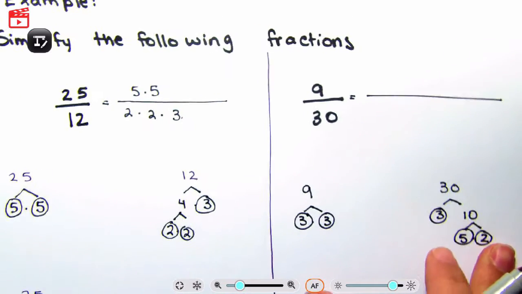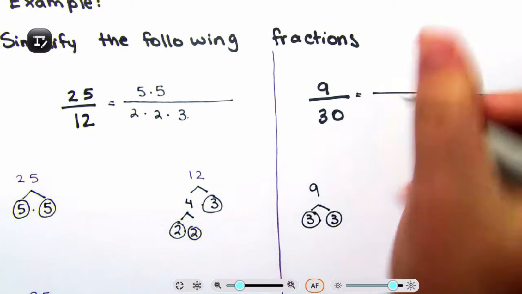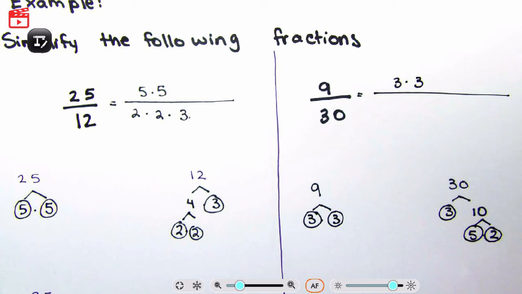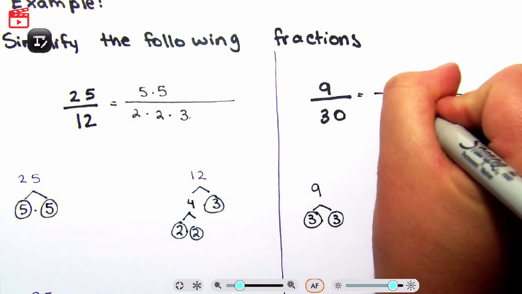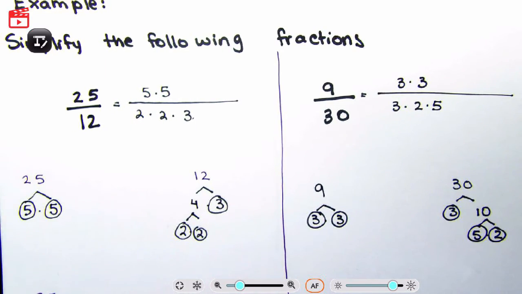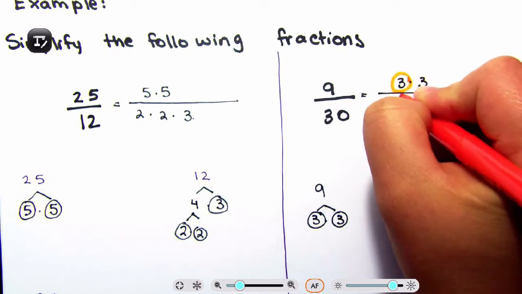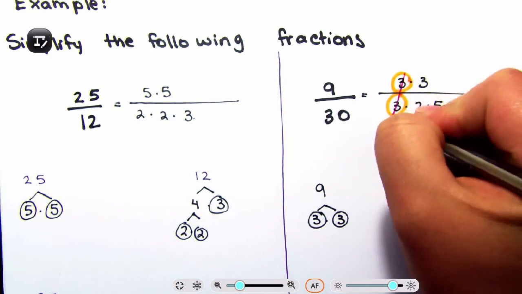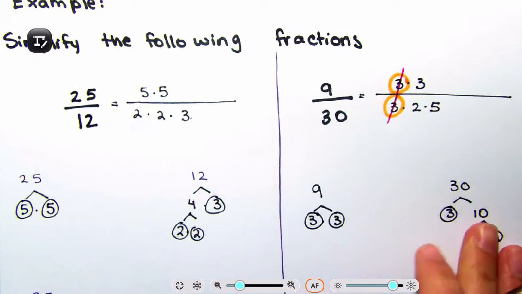Draw a line. Now, what are my prime factors of 9? 9 is 3 times 3. What are my prime factors of 30? I have 3 times 2 times 5. So now I'm actually noticing something pretty cool. I have a 3 on top. I have a 3 on the bottom. I get to remove or divide that out. 3 divided by 3 is 1. So this goes away. So what do I have left over?